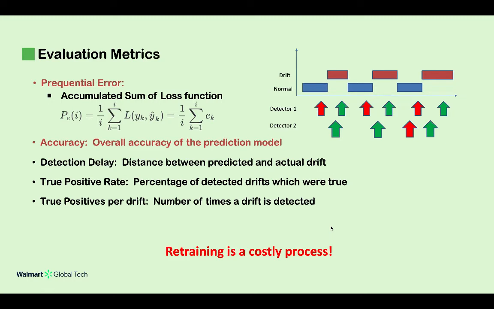Note that ideally true positives per drift should be 1. That is, when a drift is detected, it should be detected only once. So for example, in this case, in the ideal scenario, a detector should have identified the drift a total of 3 times. And drift count is the total number of true drifts that have been detected, which in other words, as per this example, means out of these 3 drifts, how many has one detector been able to identify.